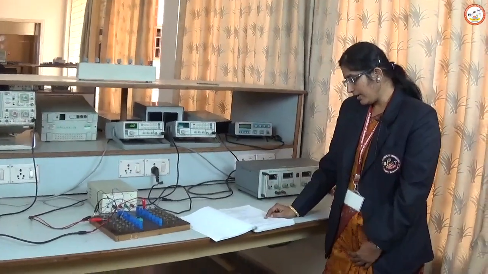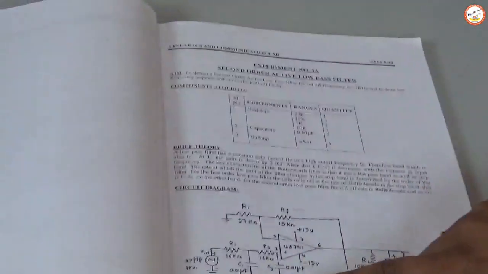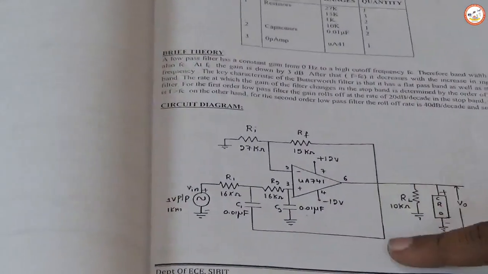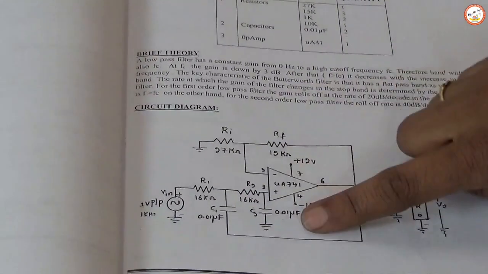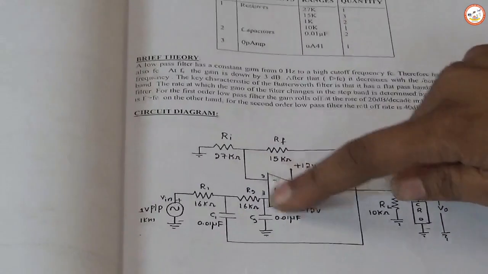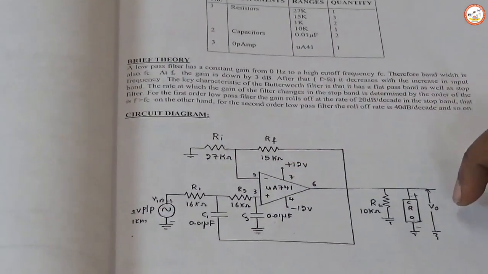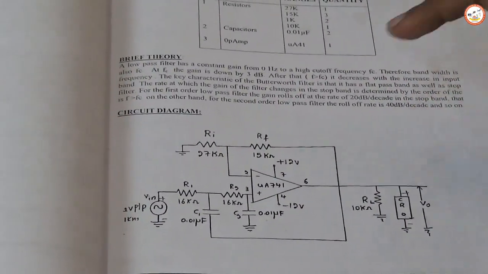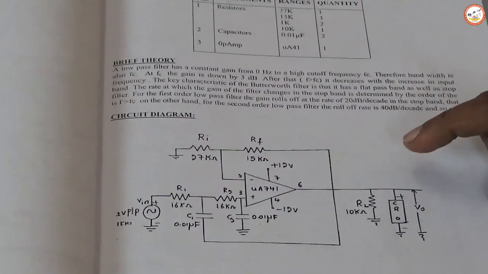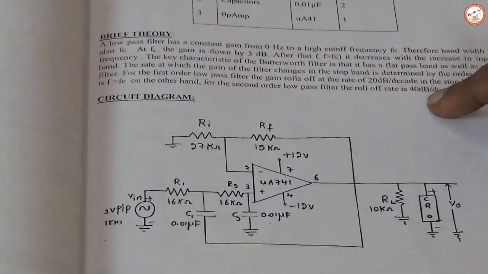This is the circuit diagram. Here we have used active components like the op-amp, voltage source, resistor as well as the capacitor. In this circuit we are using a second order filter, since we are using two RC circuits. First, the op-amp acts as a non-inverting amplifier, so the gain of this filter will be greater than 1. The gain is calculated using the equation RF by RI, and we get a gain of 1.5.